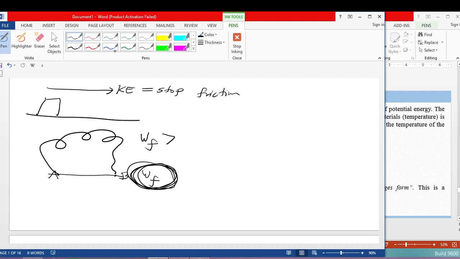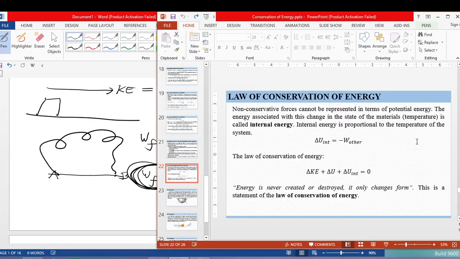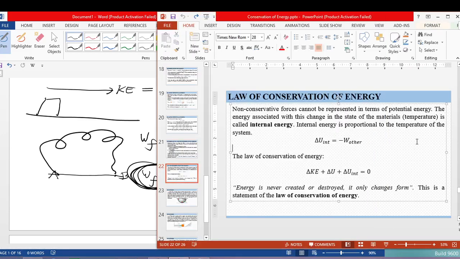So there is energy that is lost, but the energy that is lost is actually converted to heat energy. So if you rub your palm on the surface of an object, you feel the heat because the kinetic energy is converted to heat due to friction, right? So the internal energy increases.